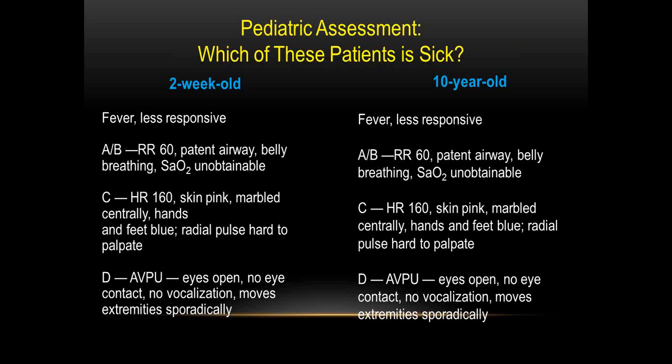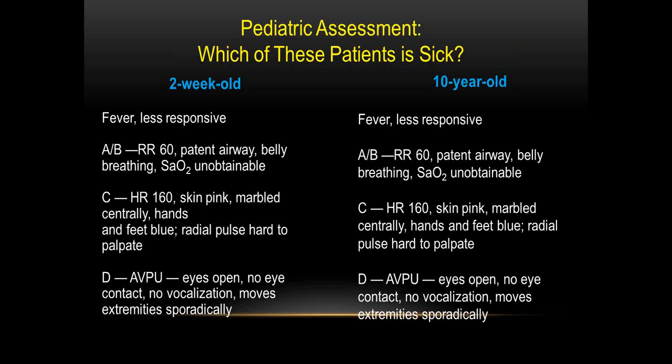And a radial pulse is hard to palpate. When you take your CPR class, where do we check a pulse on an infant? It isn't a radial pulse. We check a brachial pulse. And that's because radial pulses are hard to palpate on an infant. So, voila. Okay?